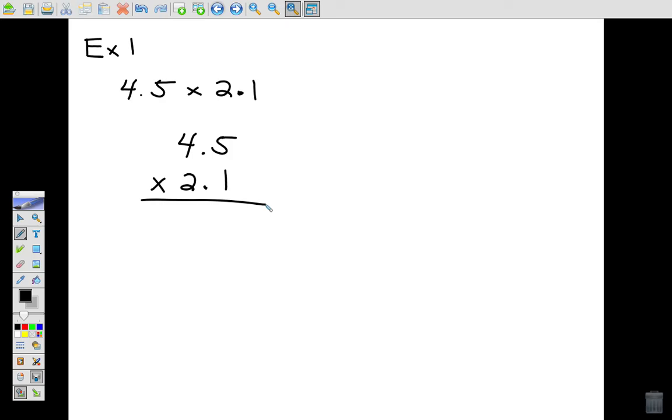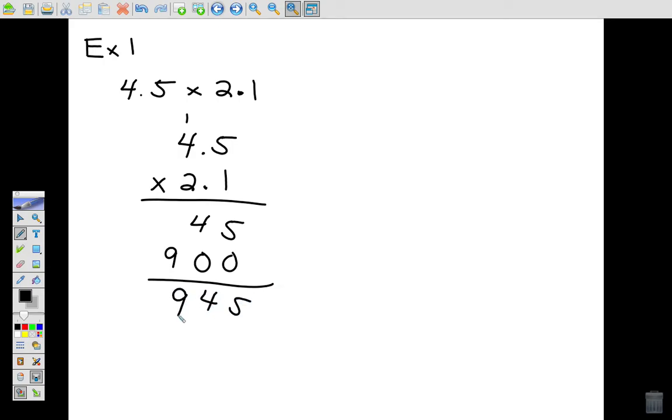What we do to start with is we just take 45 times 21. So 1 times 5 is 5. 1 times 4 is 4. Okay, we have our placeholder. Now I multiply by 2. So 2 times 5 is 10. Carry the 1. 2 times 4 is 8. Add 1, and I get 9. Now we add those up.